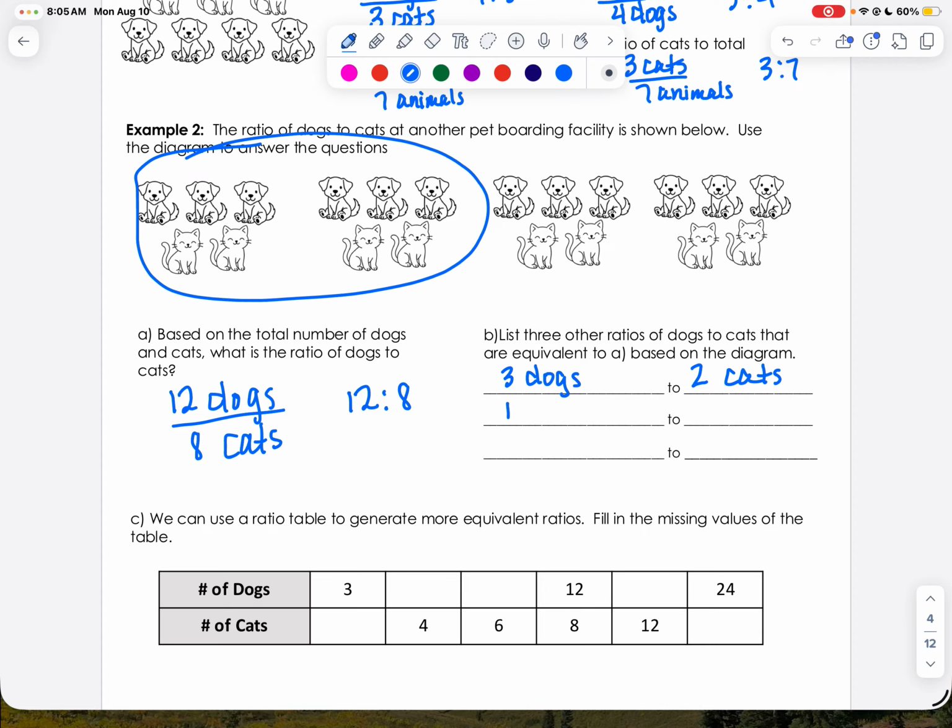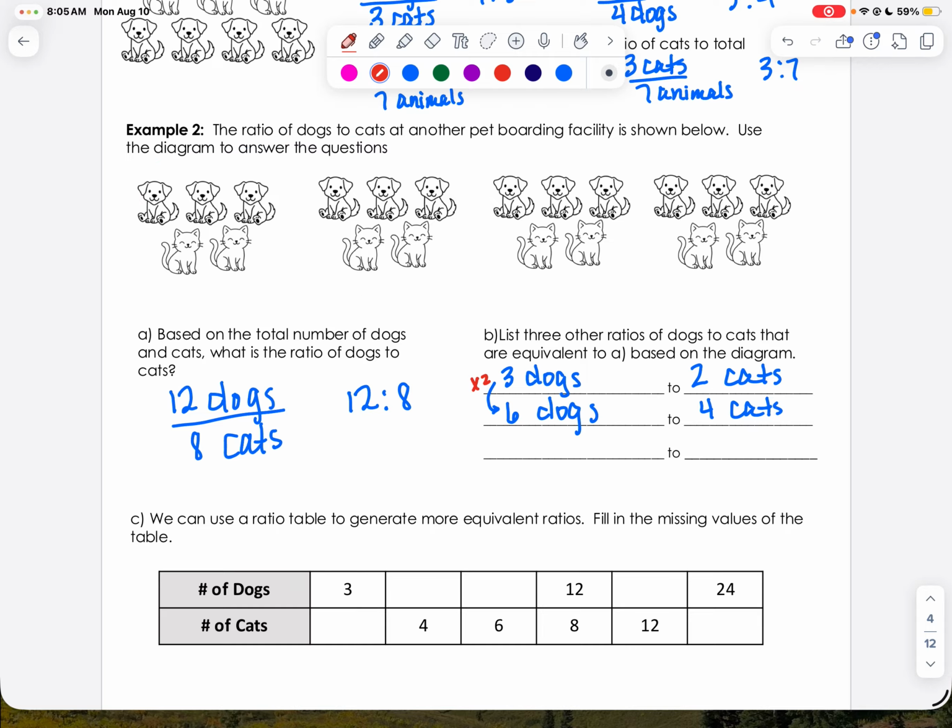Now, we could also say another equivalent ratio would be 6 dogs to 4 cats. So notice that we were able to scale our ratio up by 2. That's what it means by a ratio is a comparison that can be scaled up by multiplication or down by division. All right.